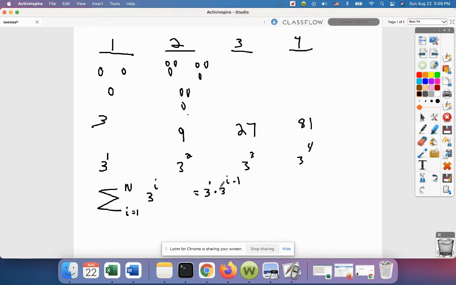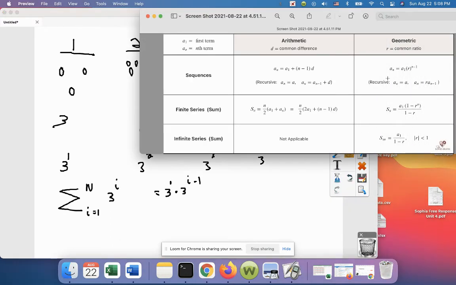But I have a formula to find the sum of that sequence, which is really important. So let's pull that up here. This is a little chart that gives you the sum of different sequences. Notice this one here. a sub n equals a sub 1 times r to the n minus 1. My a sub 1 is 3. My r is 3. This is my geometric sequence, which we've been doing for 100 years, I'm exaggerating. The sum of this finite series is calculated by this formula here.